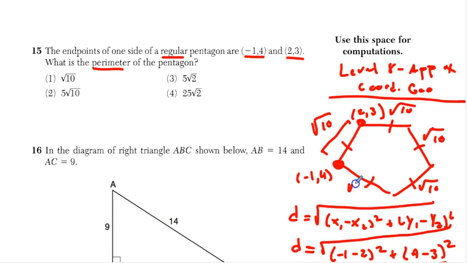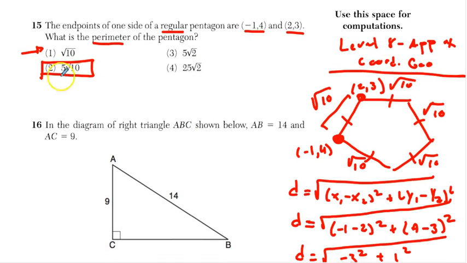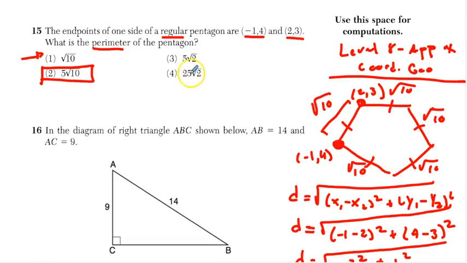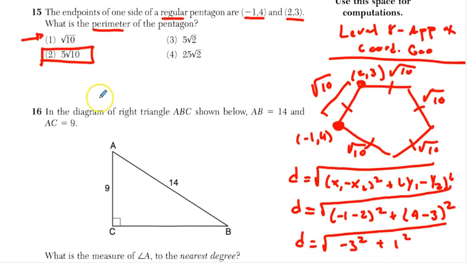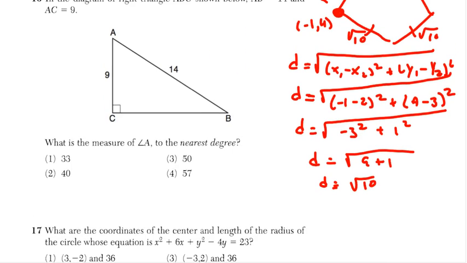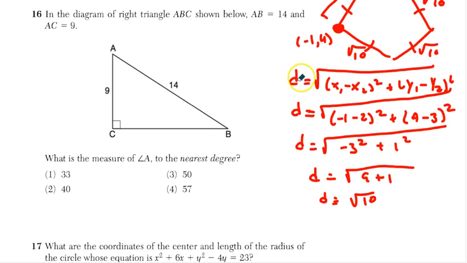All right, and so if you look at your answer choices here, there's 5 square root 10s, that is 2. And this answer is designed for the person who, believe it or not, just found the distance on one side and thought that was the perimeter. Nice try, not happening. So, yes, it's just 5 times the square root of 10. That's what gives you the perimeter of your pentagon.